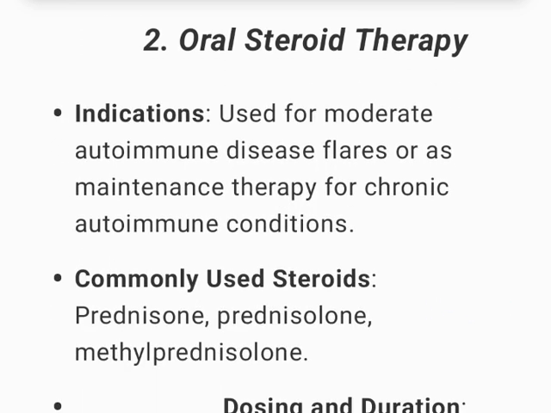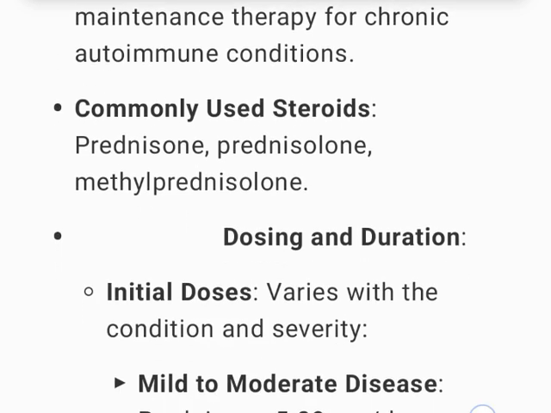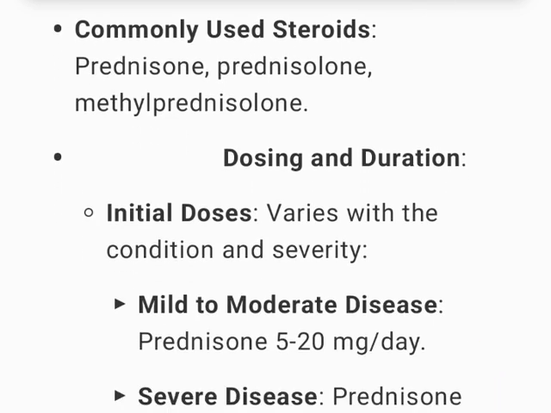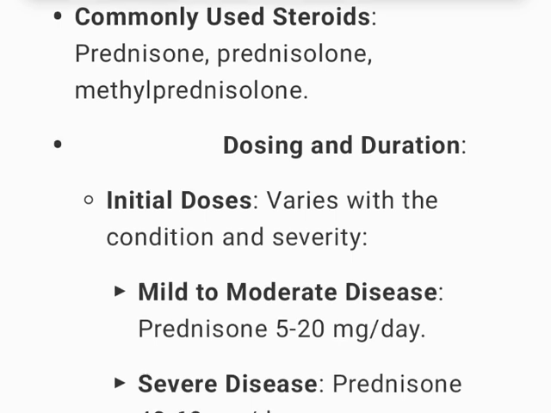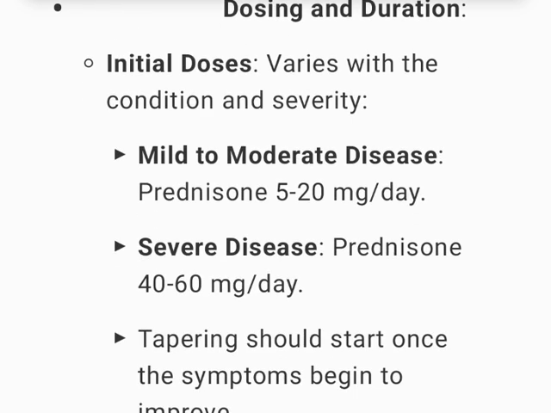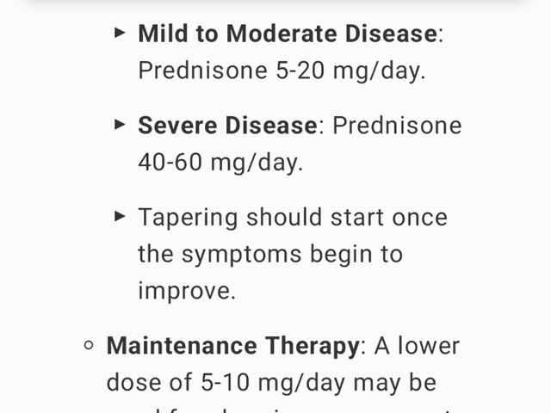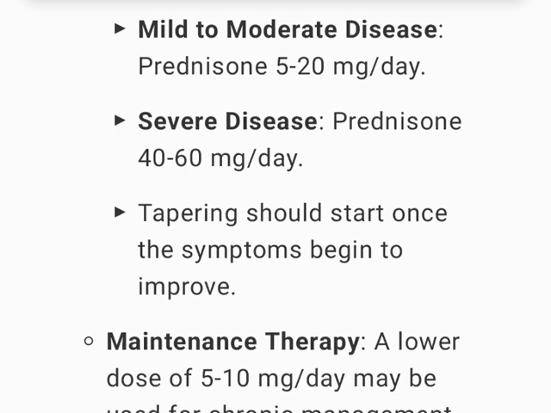2. Oral steroid therapy. Indications: used for moderate autoimmune disease flares or maintenance therapy for chronic autoimmune conditions. Commonly used steroids: prednisone, prednisolone, methylprednisolone. Dosing and duration: initial doses vary with the condition and severity. Mild to moderate disease: prednisone 5 to 20 milligrams per day. Severe disease: prednisone 40 to 60 milligrams per day.